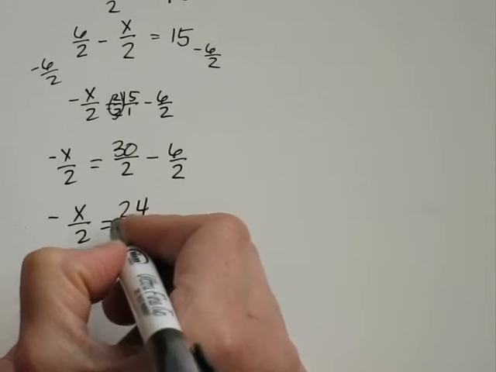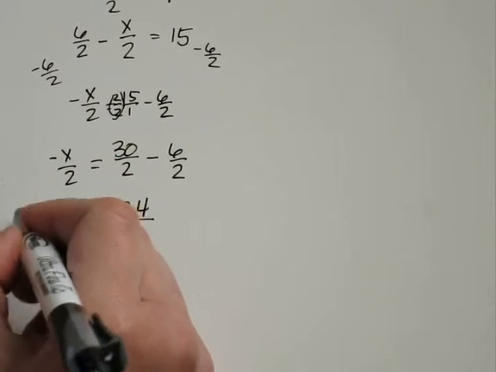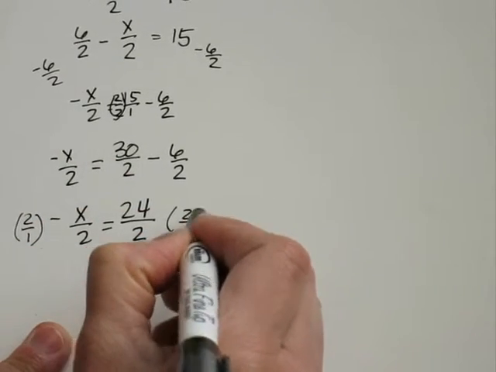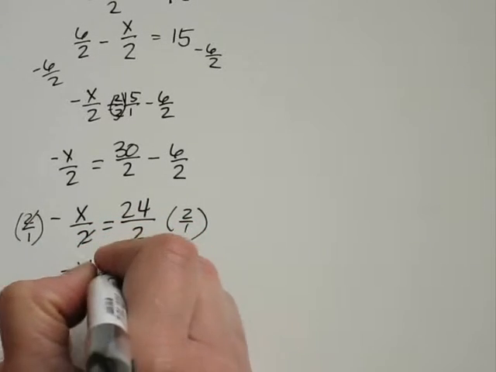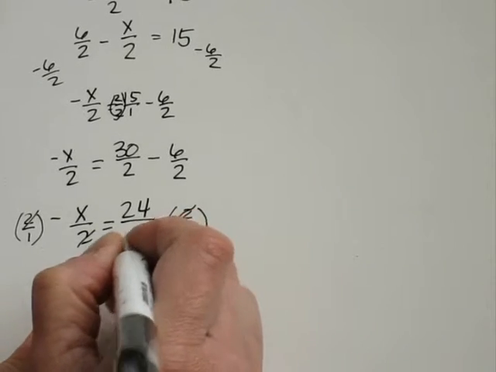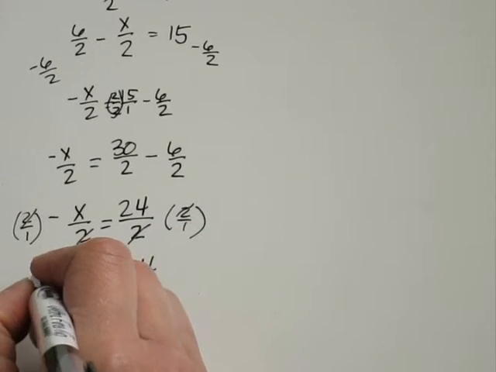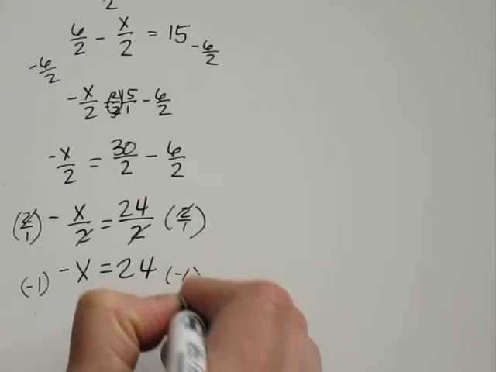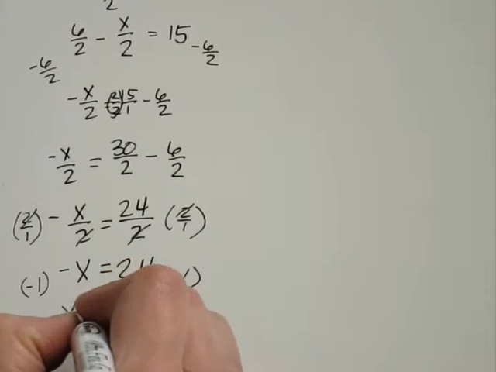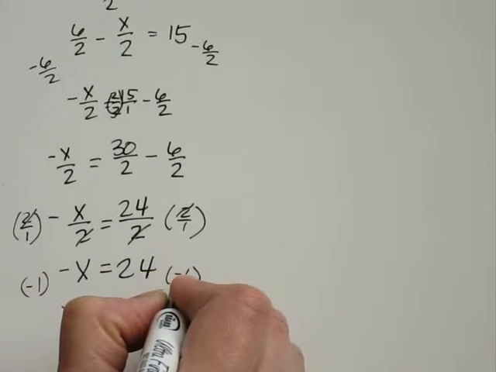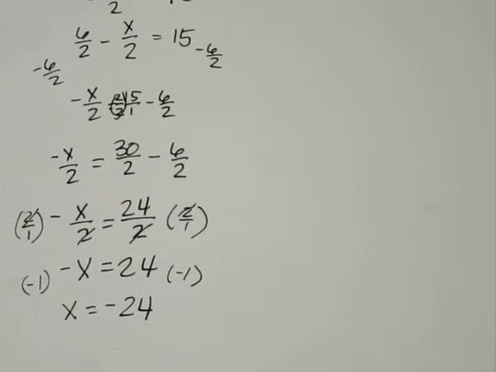Now from here you can cross multiply to solve, or what I'm going to do is just multiply each side by 2. So my 2's will cancel out, leaving me with negative x equals 24. Now I want my x to be positive, so I'll just multiply negative 1 times each side. Negative times a negative is a positive. 24 times negative 1 will be negative 24.